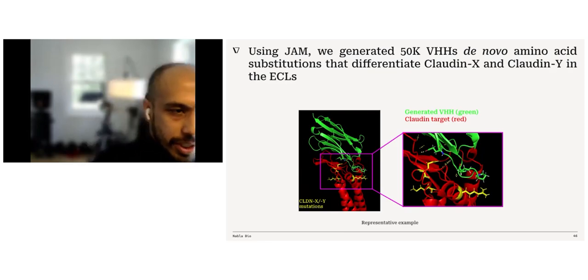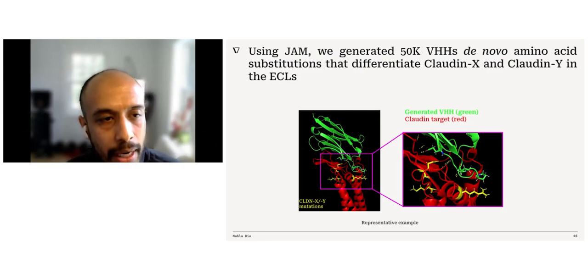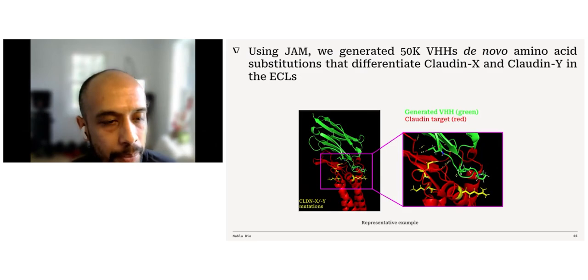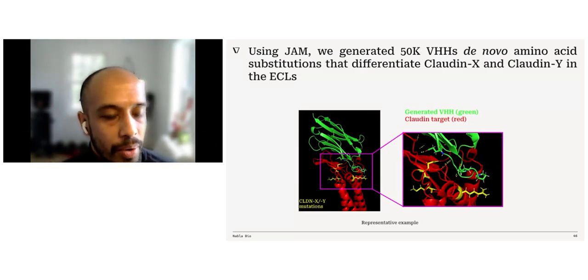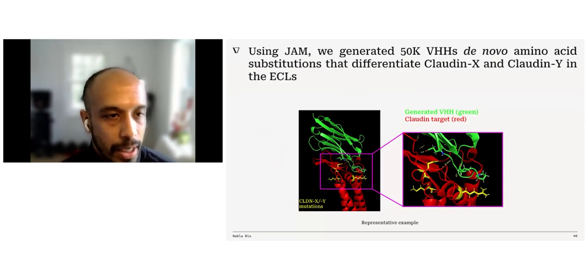And just to give some intuition for how we were using JAM to generate the de novo VHHs here, essentially we were guiding JAM to target residues that differ between claudin X and claudin Y. This is an example of one of the generated VHHs and how it's engaging the claudin and some of the residues that differ between X and Y.